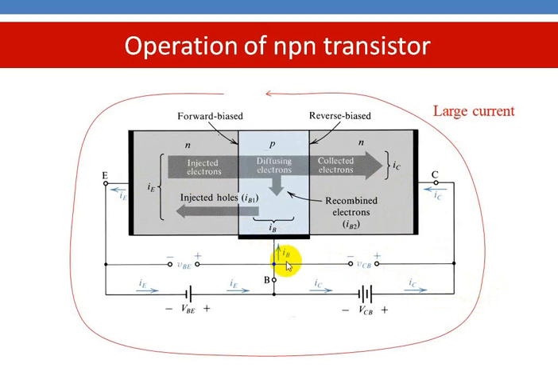If the base drive is increased, then more and more electrons will be flowing in the circuit, and thereby more current will be flowing in the transistor.